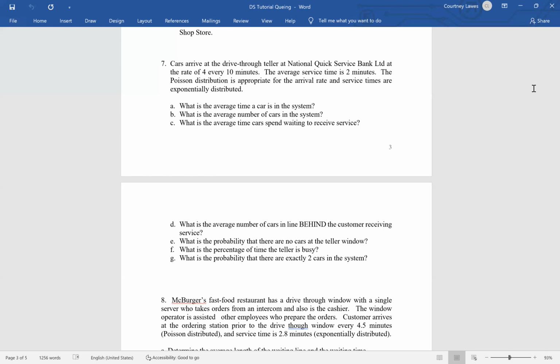So what I did, I converted everything to hours. 4 every 10 minutes means in 1 hour it's 60 over 10 times 4. And the service time is 2 minutes, so in 1 hour it's going to be doing 30. So you get 24 over 30. If you do it this way, you'll be fine. As long as your lambda over mu is correct, you should be good.